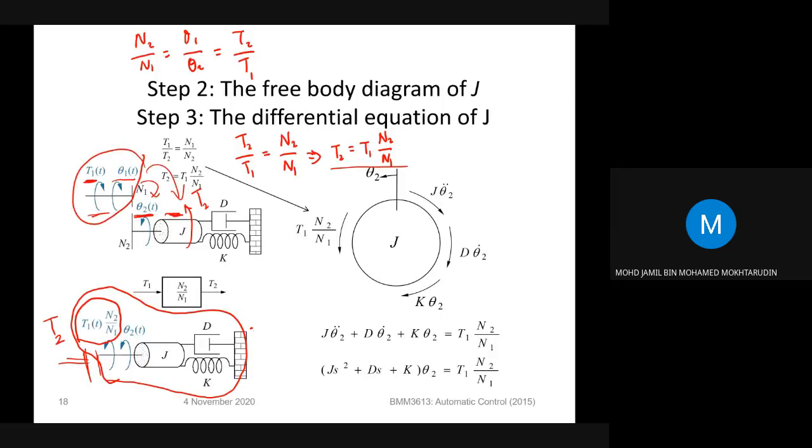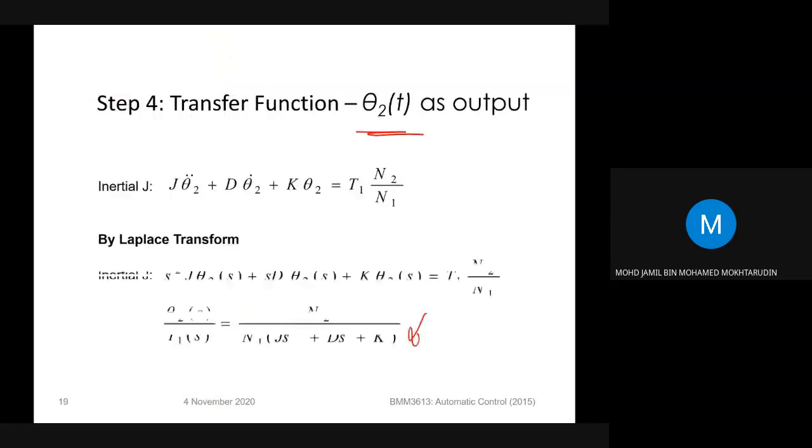Okay, but theta 2 is here. And when we transfer the torque just now, we only have theta 2 here. So you need to use the relationship given here, okay? So let's see how it is done.